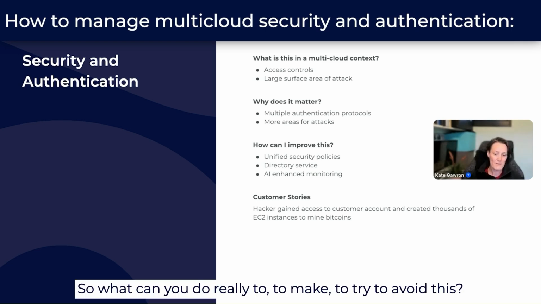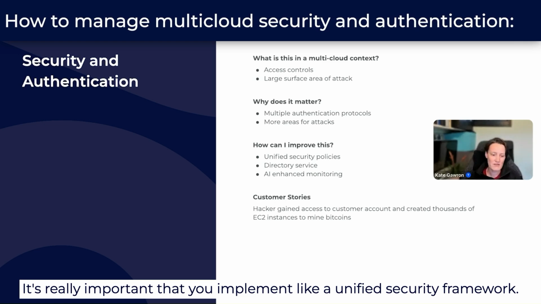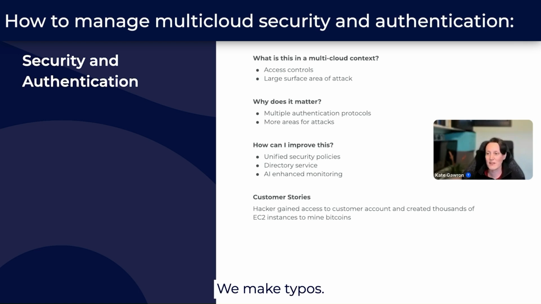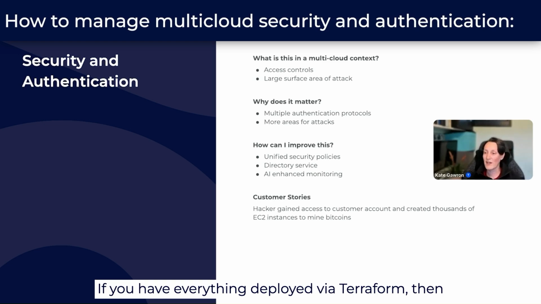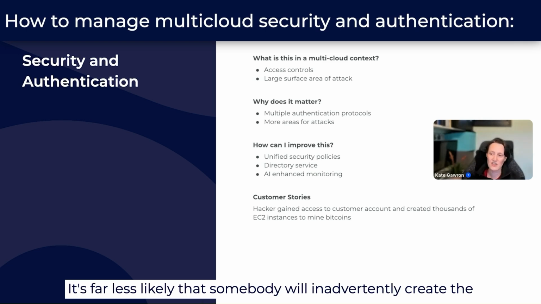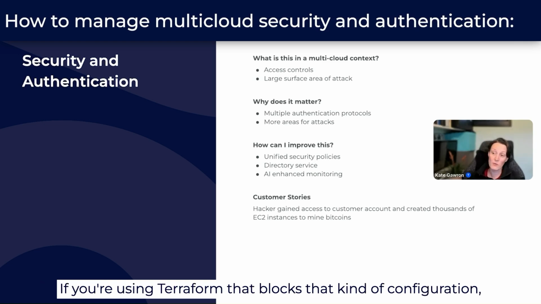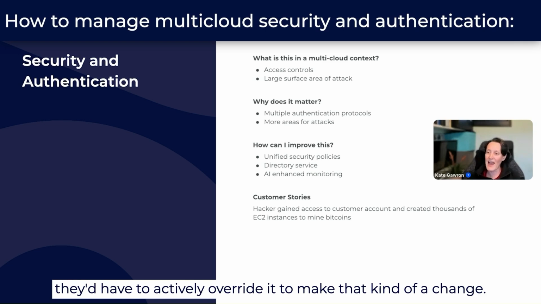So what can you do to try to avoid this? It's really important that you implement a unified security framework. Alex has talked about it several times: try to automate everything. Humans make mistakes, we make typos, we do things without thought. If you have everything deployed via Terraform, then you can really start to lock that down and control it. It's far less likely that somebody will inadvertently create the wrong role or leave a security group or a database open to the world. If you're using Terraform that blocks that kind of configuration, they'd have to actively override it to make that kind of change.